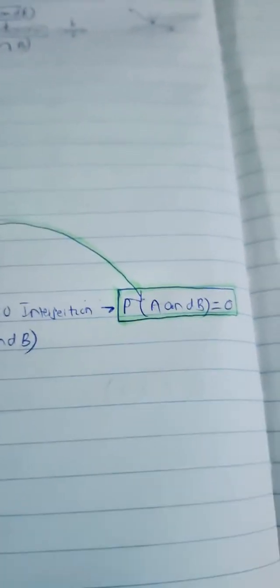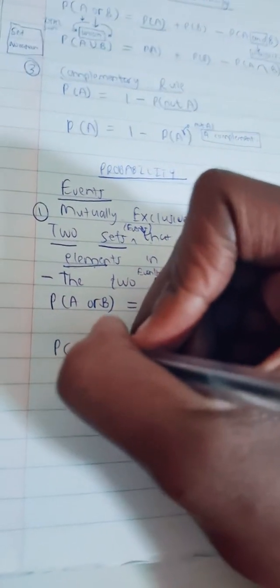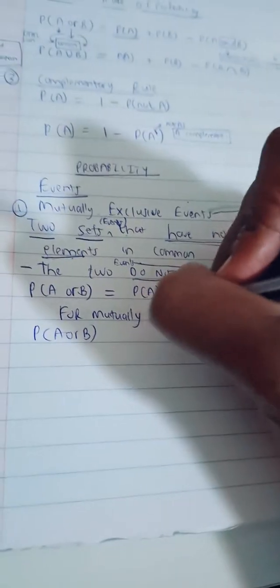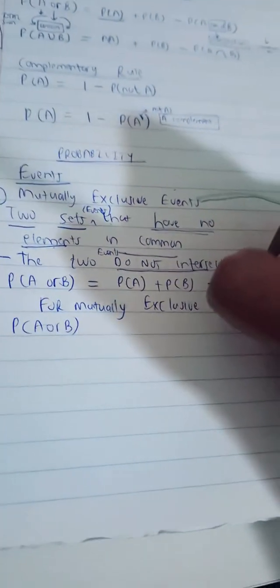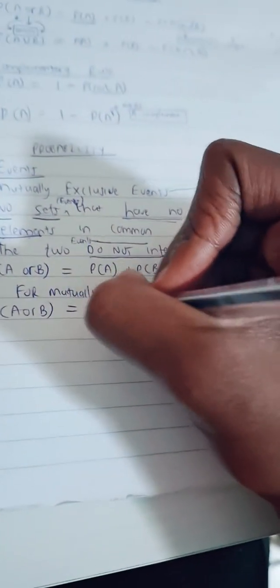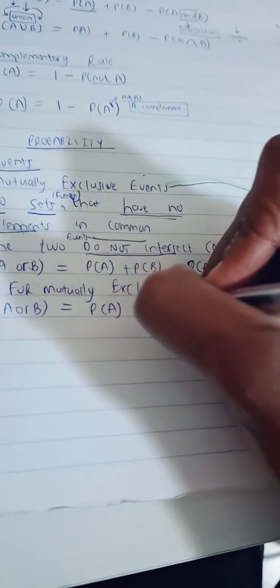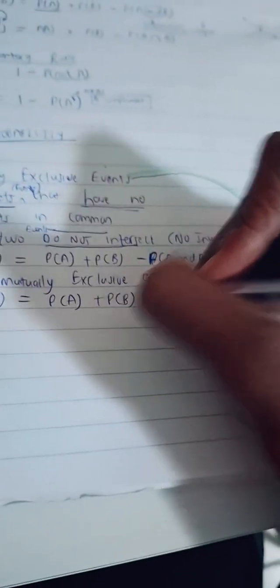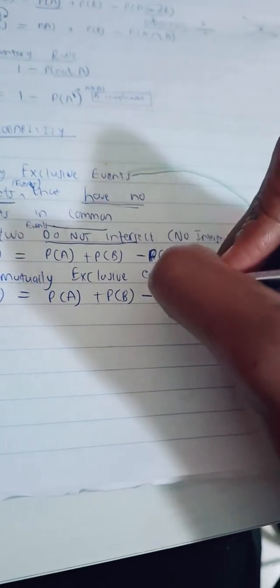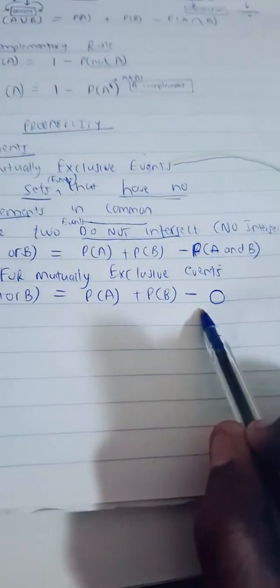So in the addition rule, let's go back to the addition rule. How does that affect our formulation of the addition rule for mutually exclusive events? It means the following. For mutually exclusive events, my addition rule will look like this: the probability of A plus the probability of B minus, remember, the probability of A and B, that will be 0.